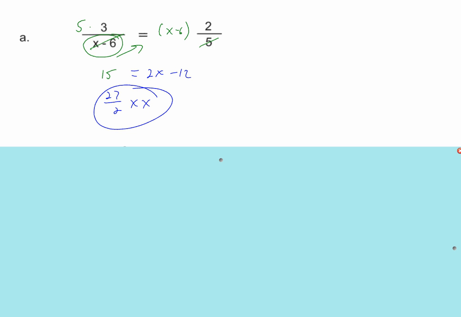Gonna X it out. So you get 27 halves equals x. And the only problem with x was if x were a 6, correct? 6 would make the denominator 0, so 27 halves is good. We're happy with that. Everything's fine.